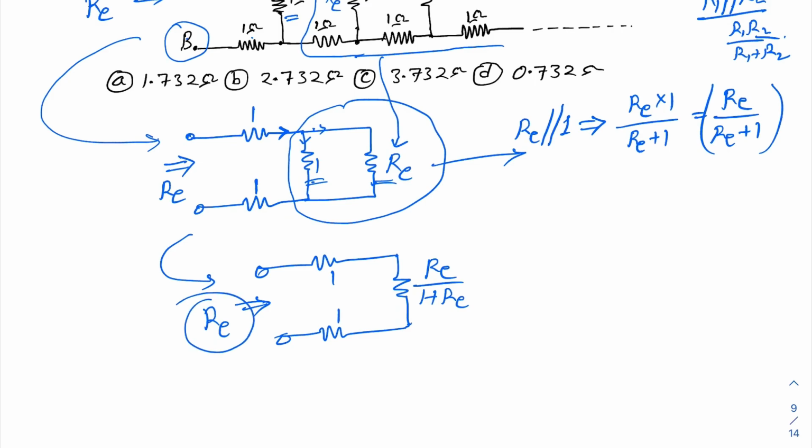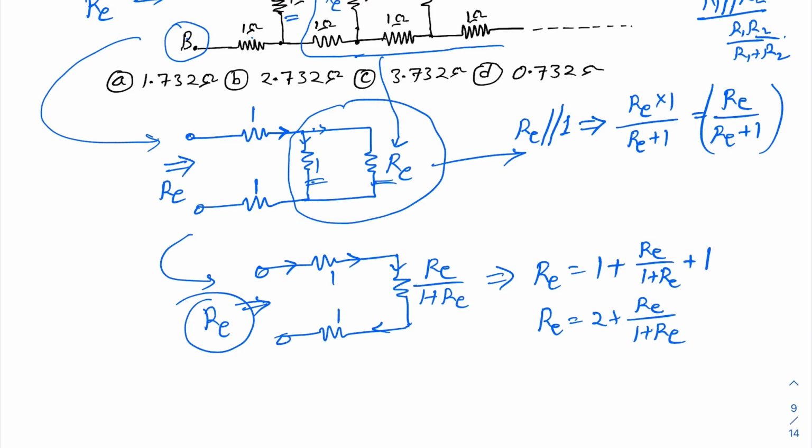From this one, what can we write? Re equal to 1 ohm, because they are all in series, because the same current is passing through all three resistances. So 1 plus Re upon 1 plus Re plus 1. So it will be Re equal to 1 plus 1, 2, upon Re plus 1 plus Re.